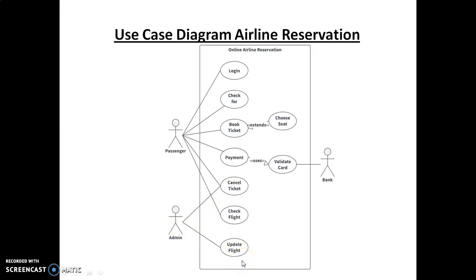the flight gets updated. That is the simple use case diagram for the airline reservation. These are the three basic use case diagrams which I have explained. Okay, now we'll explain another use case diagram in the next lecture. Okay, thank you very much.